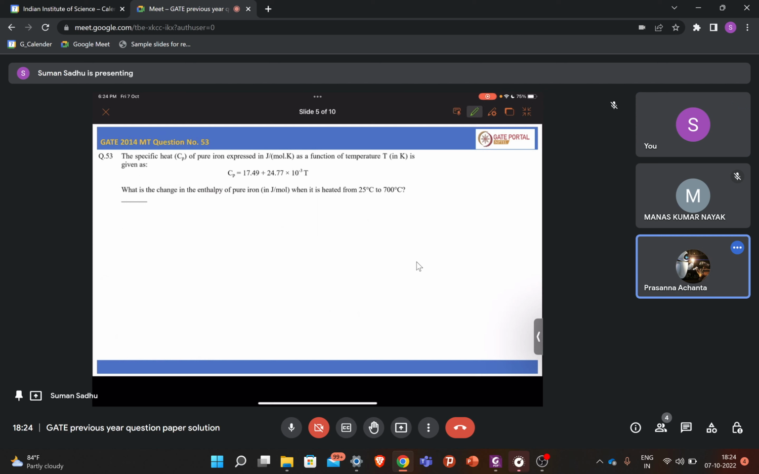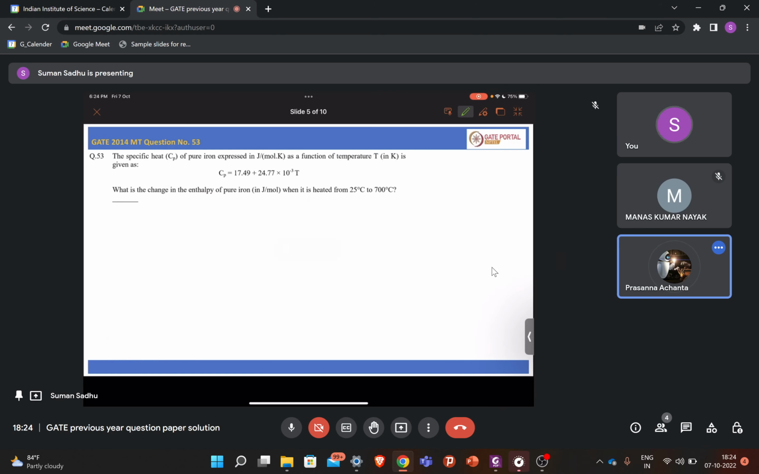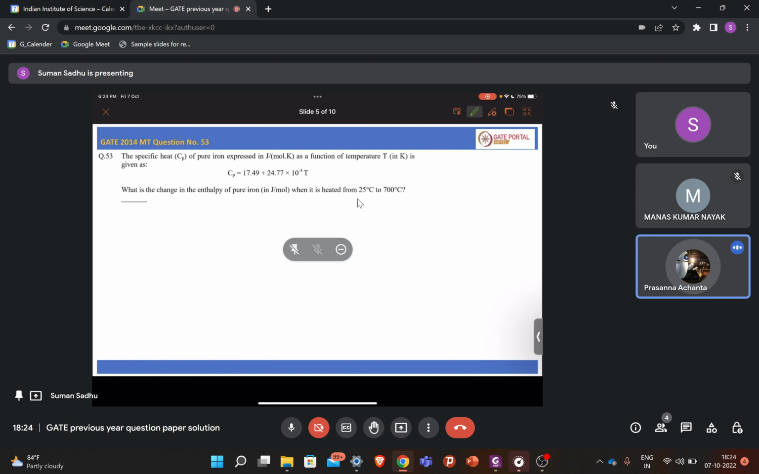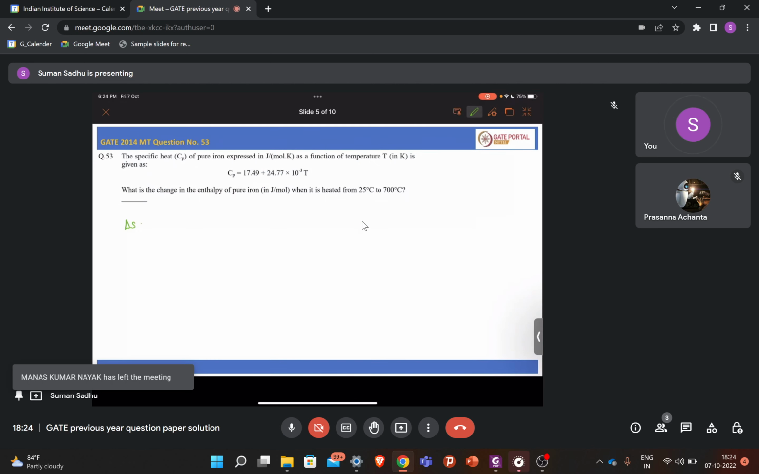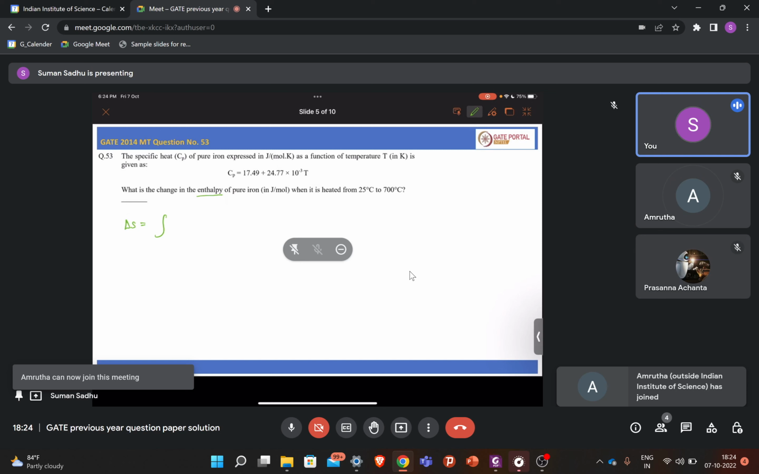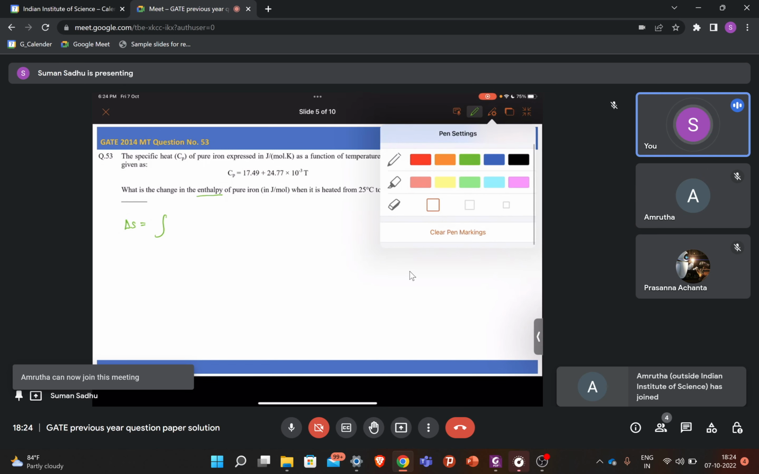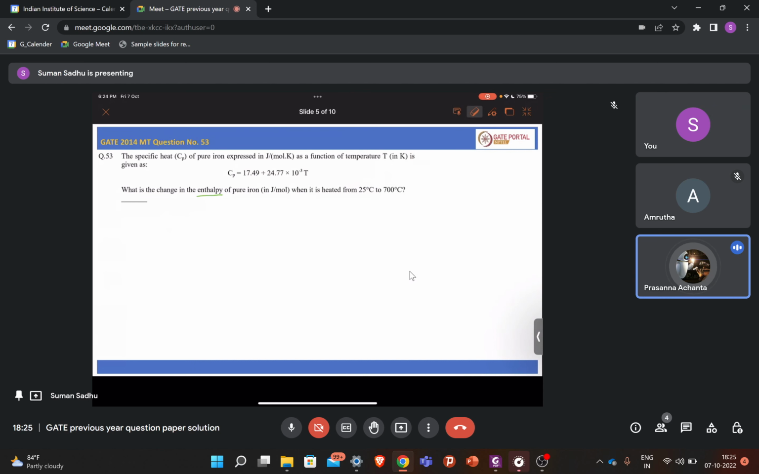We have to use the entropy equation, delta S is equal to the integral from T1 to T2 of Cp dT by T. Delta S or delta H? Enthalpy is mentioned here. You have to calculate the change in enthalpy, which is not delta S. You have to calculate delta H, right? Okay, sir. Clear, sir.